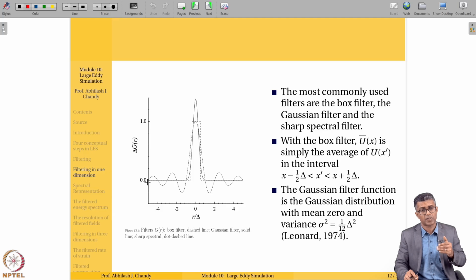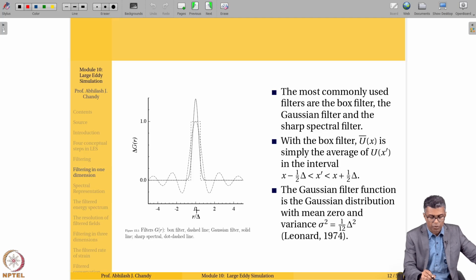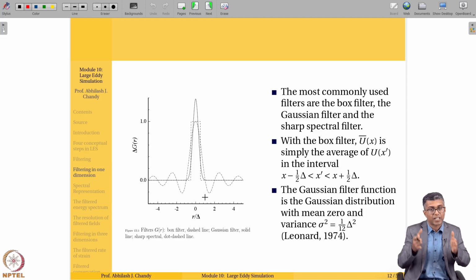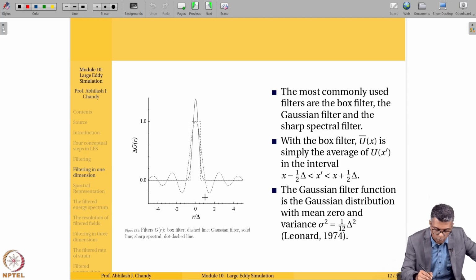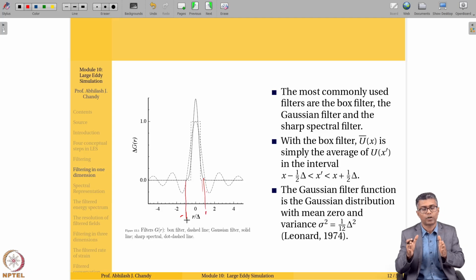Okay, so what is shown here in this plot is the filter function itself versus r over delta. So the x-axis is r normalized with the filter width. And so obviously r is 0 here, and when r over delta is equal to 1, that is when you are at the filter width. Getting me? So r over delta is 1, so 1 would be here. 1 to minus 1, isn't it? 1 to minus 1. So that is your filter width.